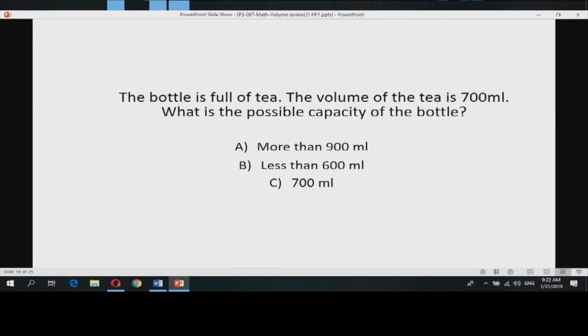The bottle is full of tea. The volume of the tea is 700 milliliters. What is the possible capacity of the bottle? Now have a think. We already have a volume of how much? 700 milliliters. So what could the possible capacity be? C. 700 milliliters.